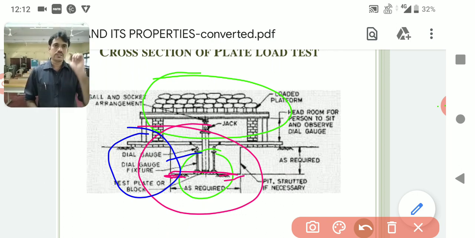That is the use of the dial gauge. By this we can get two types of parameters. One is the area of the plate, which is known already, and the load at which the bearing plate sinks down very rapidly, that is also noted. By using those two parameters we can calculate the ultimate bearing capacity of the soil, or bearing capacity of the soil.